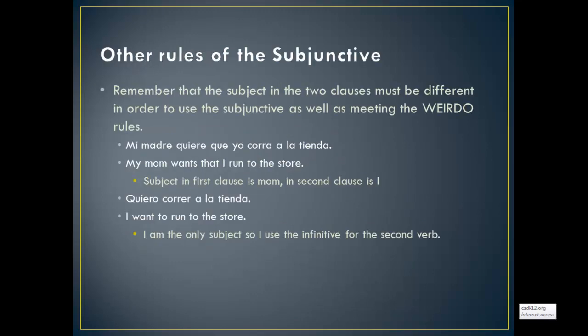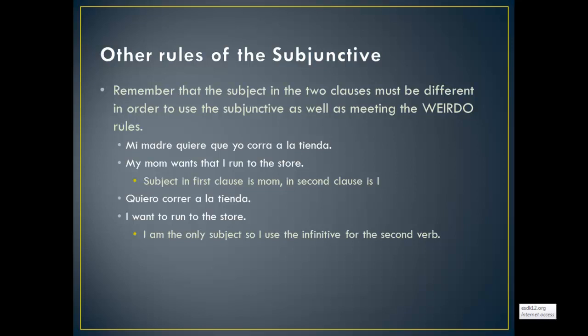Here are some other rules. Maybe this is going to help clear up some of the confusion, because I know when we did some of the review, there was a little bit of confusion. The two clauses in the sentence should have different subjects. So as well as meeting our criteria, our wishes, emotions, personal expressions, recommendations, doubt, and ojalá, they also have to have different subjects.